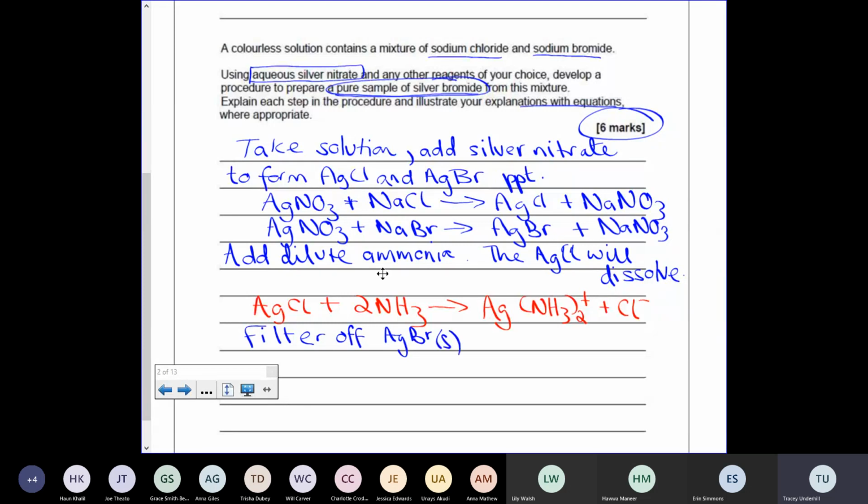That will still be the solid. And then I'm just going to wash it to remove any insoluble things at that point, and dry to remove the water. Okay, that's our six marks there. Do you remember the equations? Remember to pick out everything in the question. Make sure I've got all those marks. The last part then.